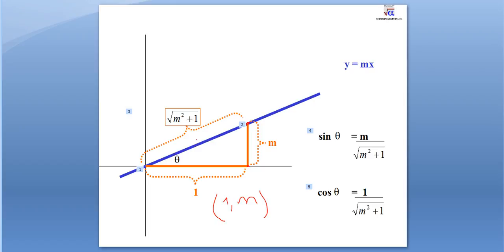using Pythagoras, we know that this hypotenuse is the square root of m squared plus 1, okay, for any given line y equals mx. So what is the sine of theta? Well, the sine of theta will be m divided by the square root of m squared plus 1, and the cosine of theta will be 1 divided by the square root of m squared plus 1.